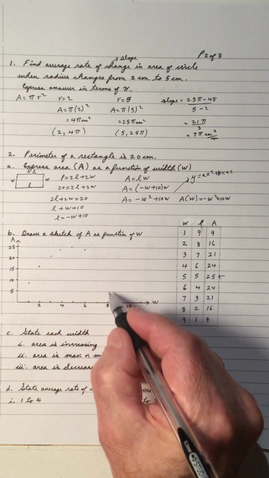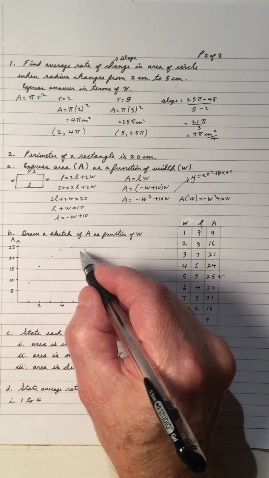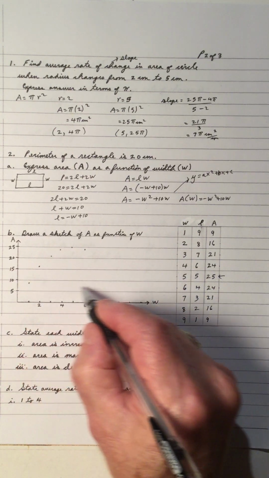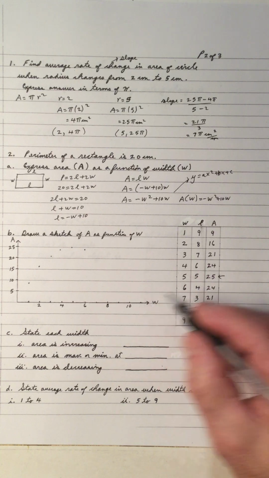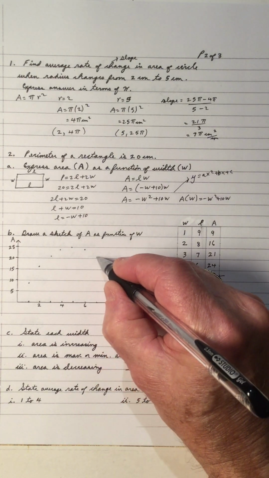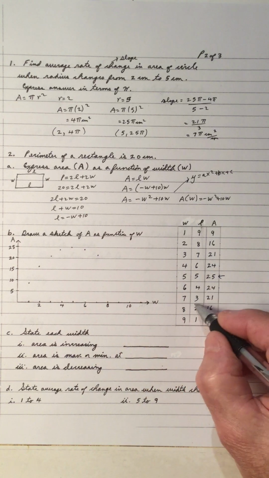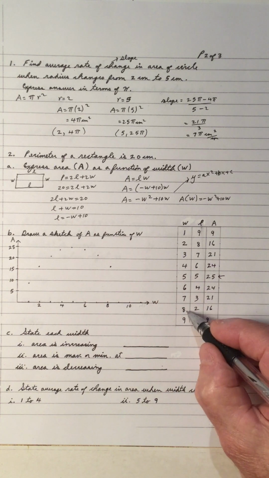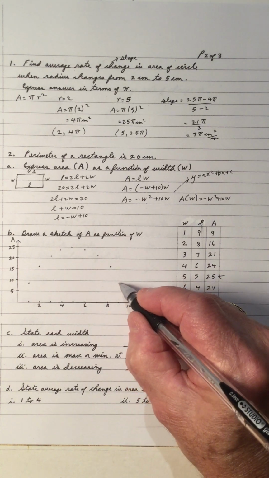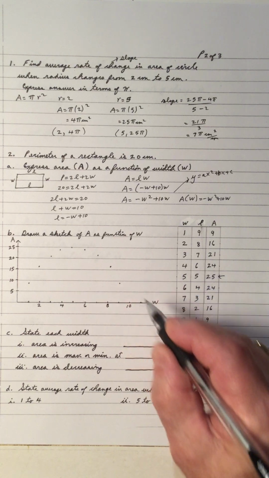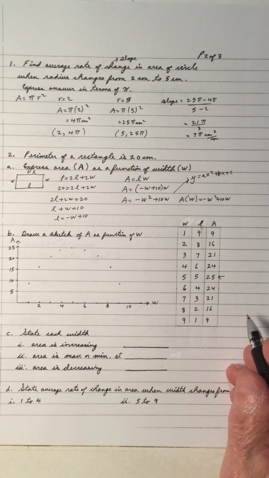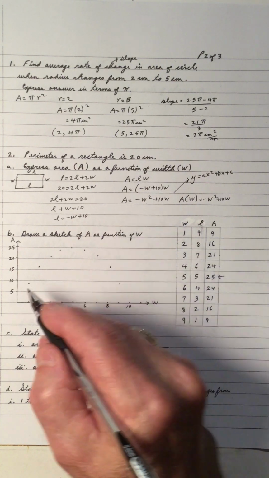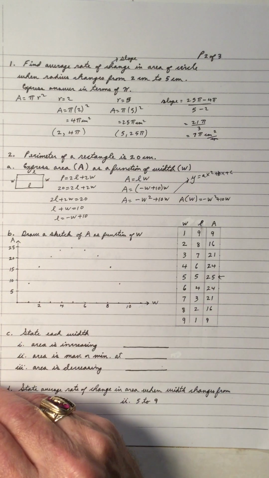Because this is a quadratic parabola shape, as you can see, these numbers are symmetrical. The y values will be the same. So 7 is a 21. 8 is a 16. And 9 gives us a 9. When the width is 0, the area is 0.